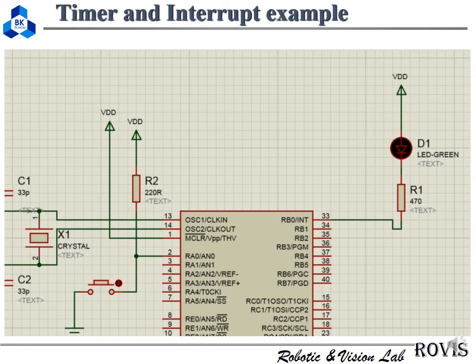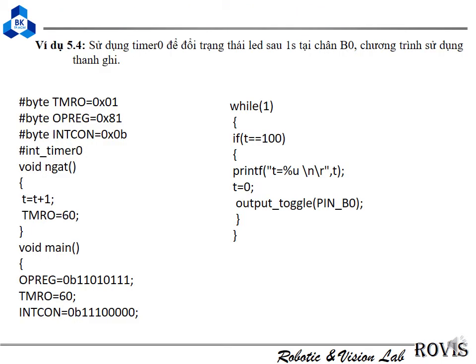Okay, let's have a look at the example. We want to change the status of pin B0 here every 1 second. We use the timer to change the status of the bit. That means after 1 second it will be logic 1, and after another 1 second it will become 0, and then 1, and then 0 again. This LED will flash, okay. So let's have a look at the example code.